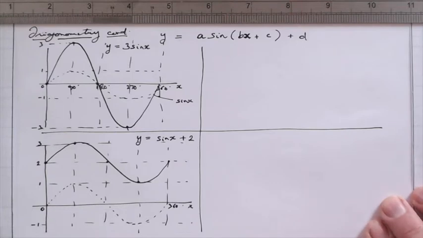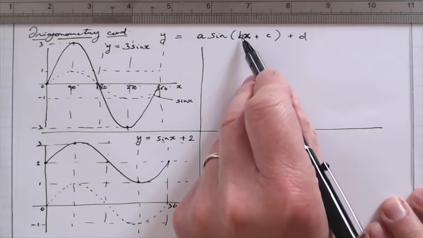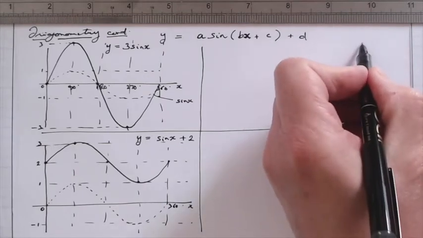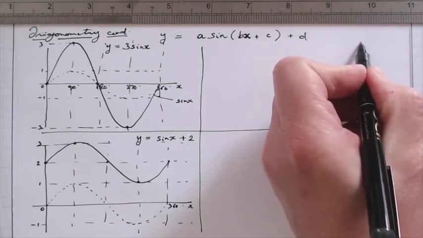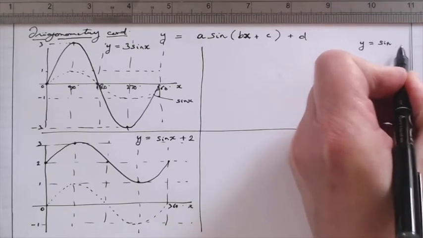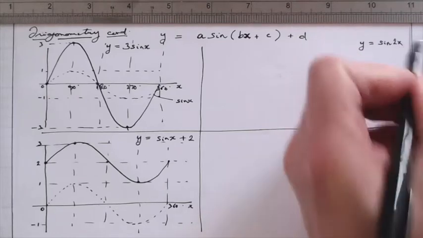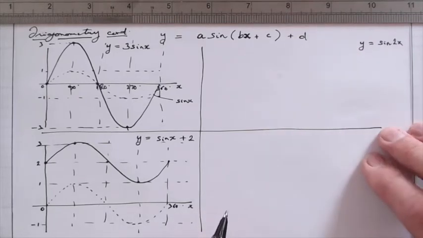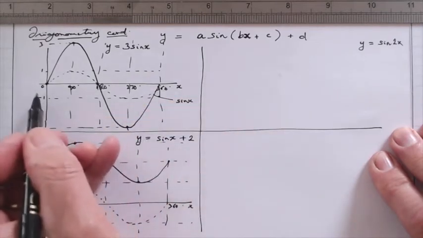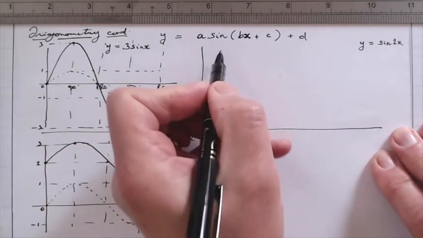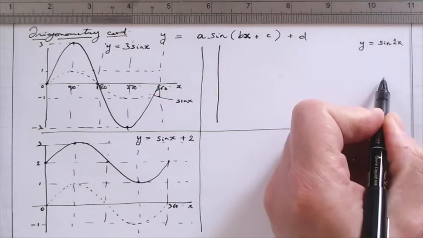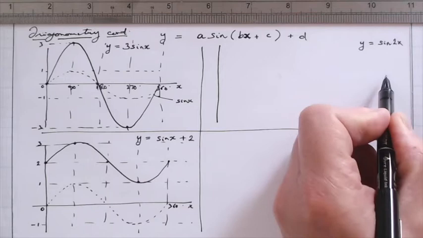So let's have a go at this transformation here where a number is multiplying x. Let's imagine we have to draw the curve y equals sine of 2x. Okay? And let's imagine again that we are working with the same range of x, 360 degrees. So let me just sketch this axis. Okay.